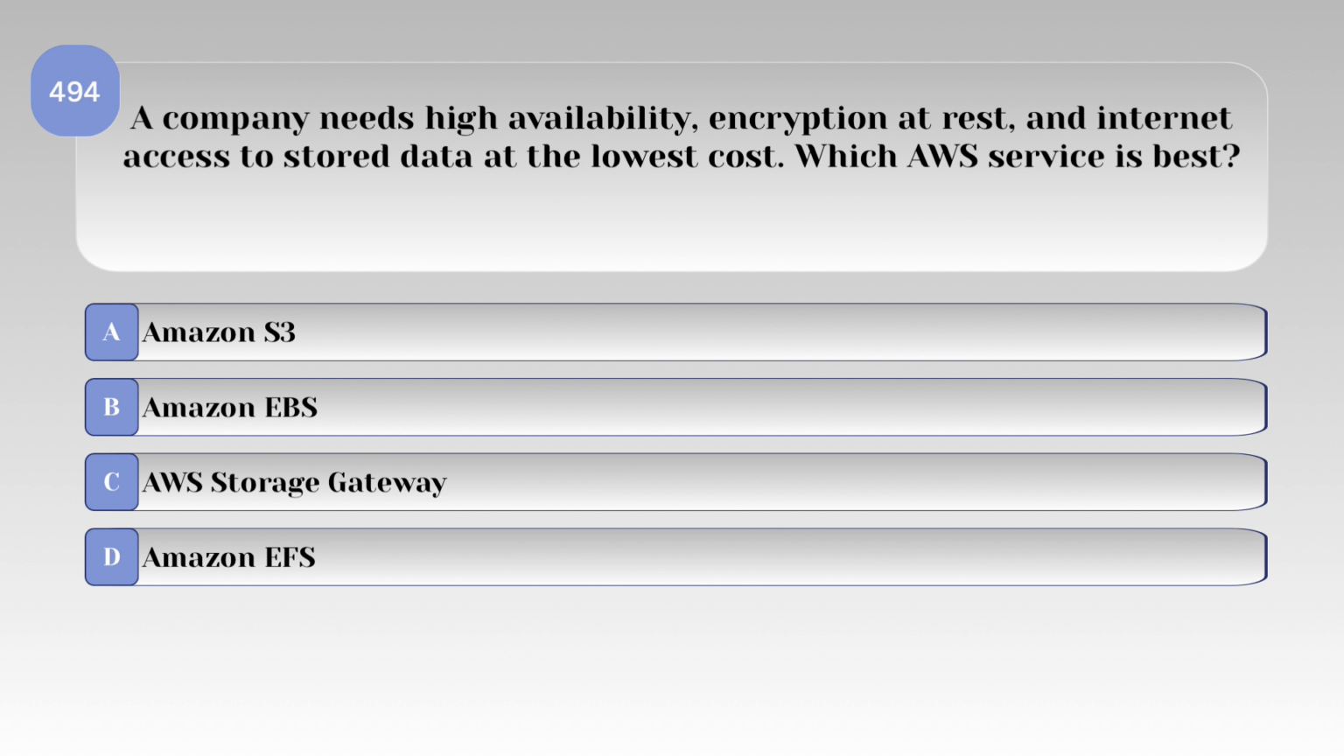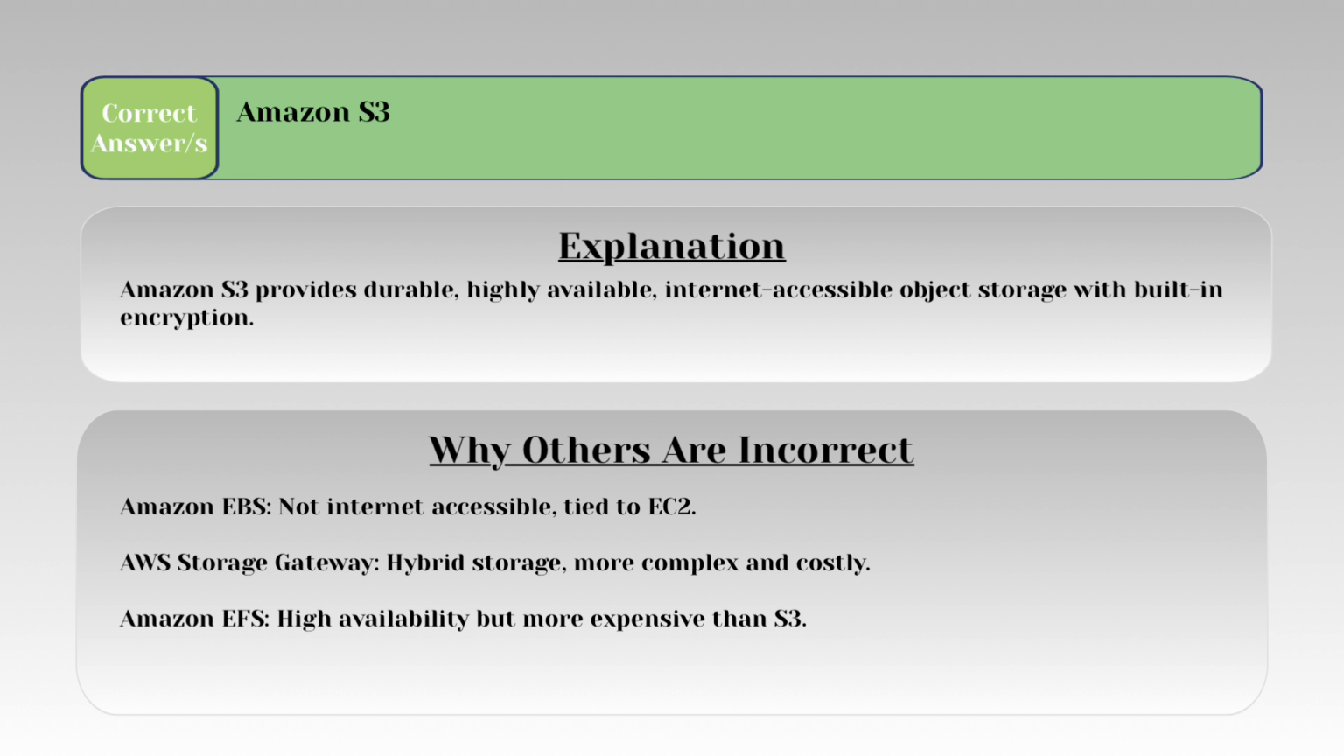Correct answer, Amazon S3. Explanation, Amazon S3 provides durable, highly available, internet accessible object storage with built-in encryption. Why others are incorrect? Amazon EBS, not internet accessible, tied to EC2. AWS Storage Gateway, hybrid storage, more complex and costly. Amazon EFS, high availability but more expensive than S3.